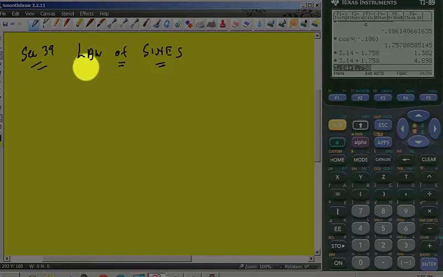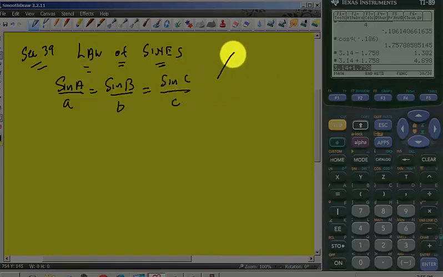Okay, first of all, law of sines, you have to memorize this formula. It basically says sine of angle A is proportional to side A, which is the same thing as sine of angle B proportional to side B, and is equivalent to sine of angle C proportional to side C in any given triangle ABC.